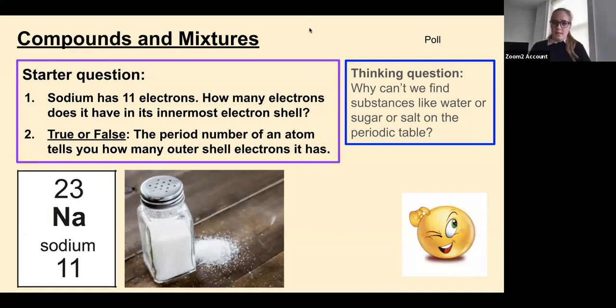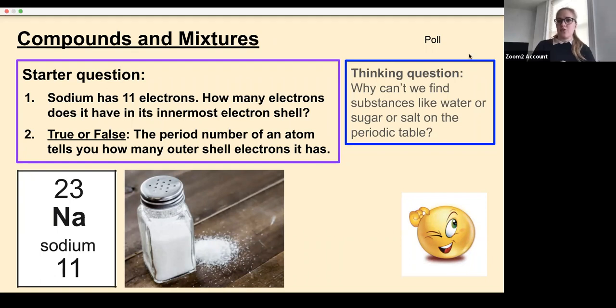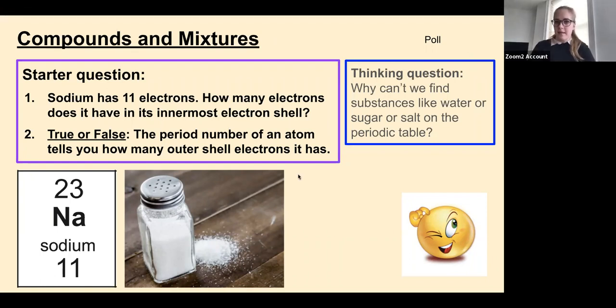Okay, I've got this poll going now. And then once you've answered these two starter questions, if you guys could start thinking about why can't we find substances like sugar or salt on the periodic table of elements? I'll give you guys a couple more seconds to answer these questions, and then we're going to go over them together.